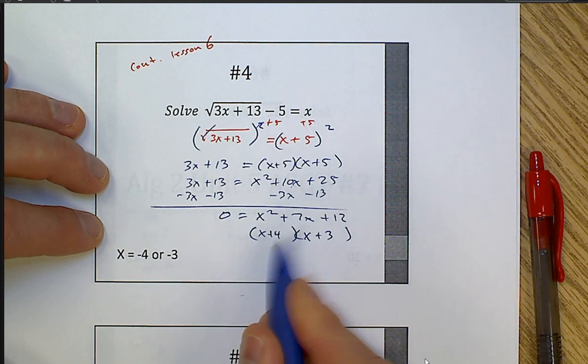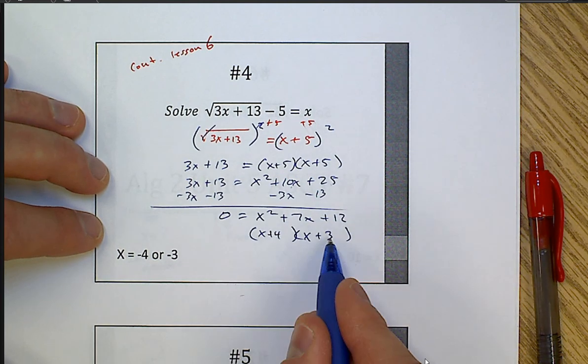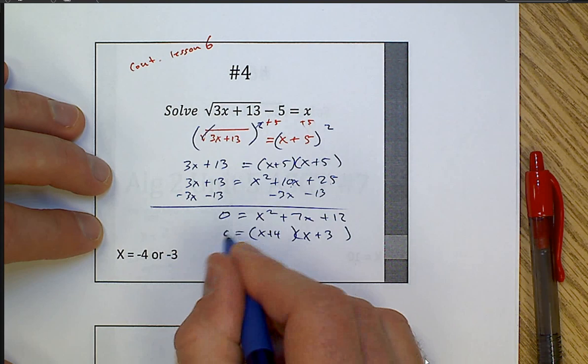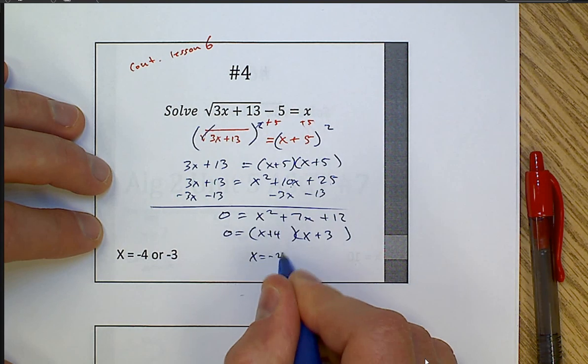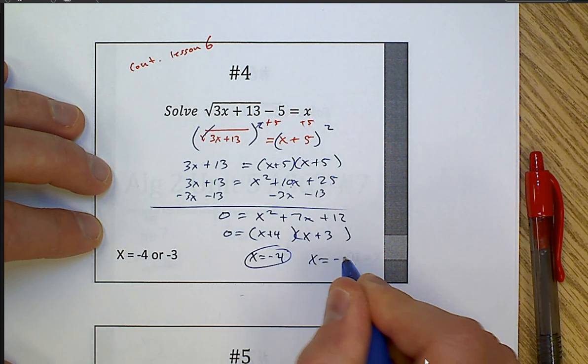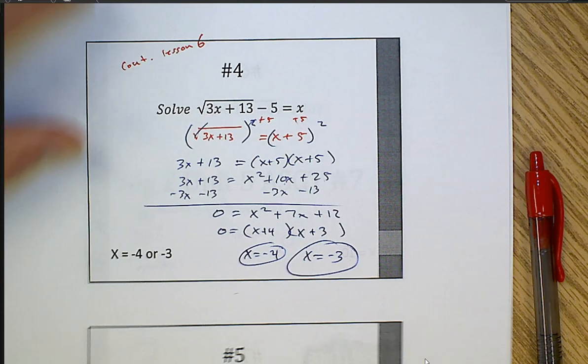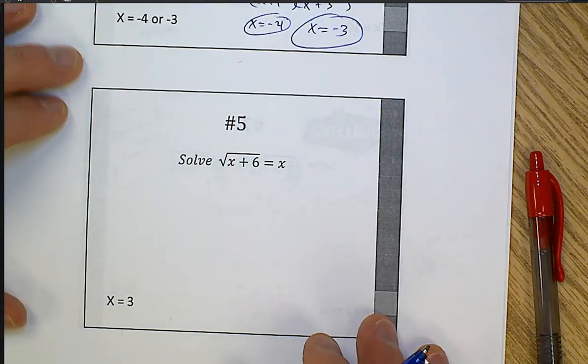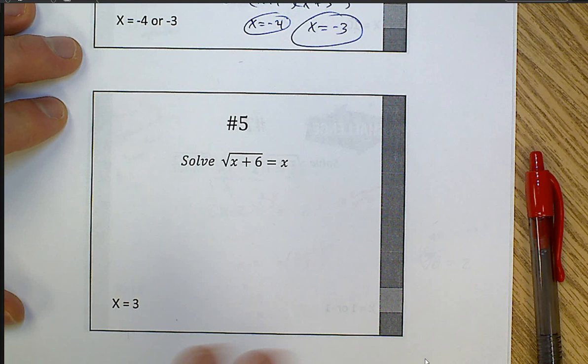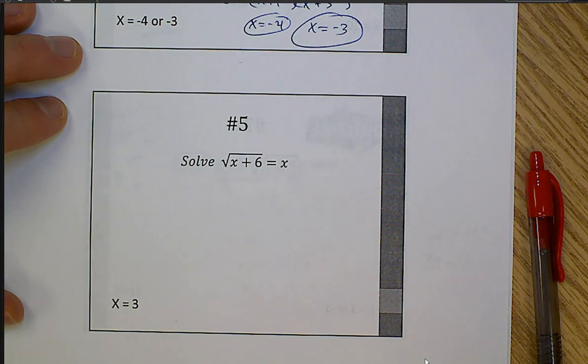4 times 3 is 12. 4 plus 3 is 7. Set equal to 0, and so you get x equals negative 4 and x equals negative 3. Okay? Why don't you go ahead and try slide 5 on your own. Very similar to what you just did. Hit pause. Come back up and check if you can.